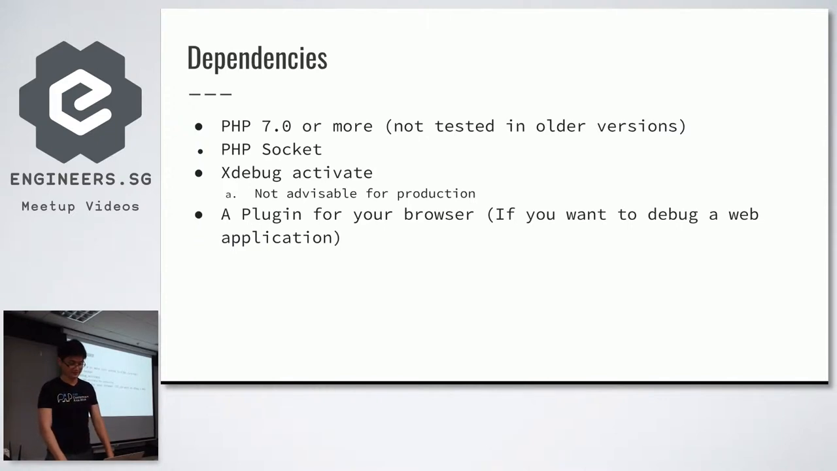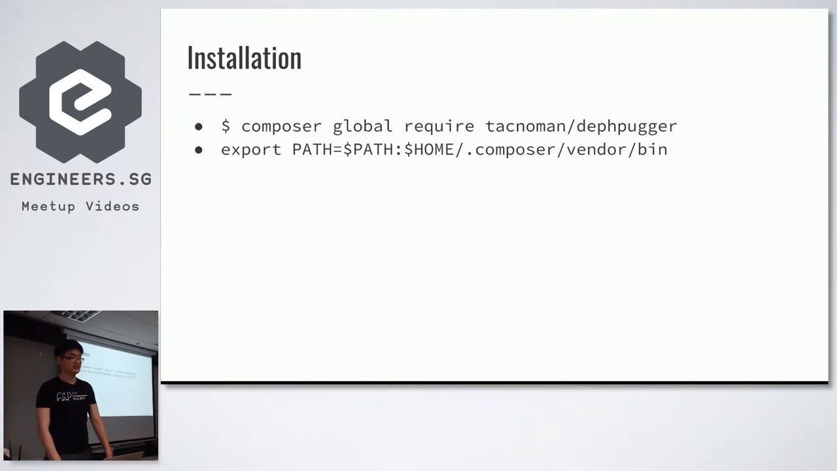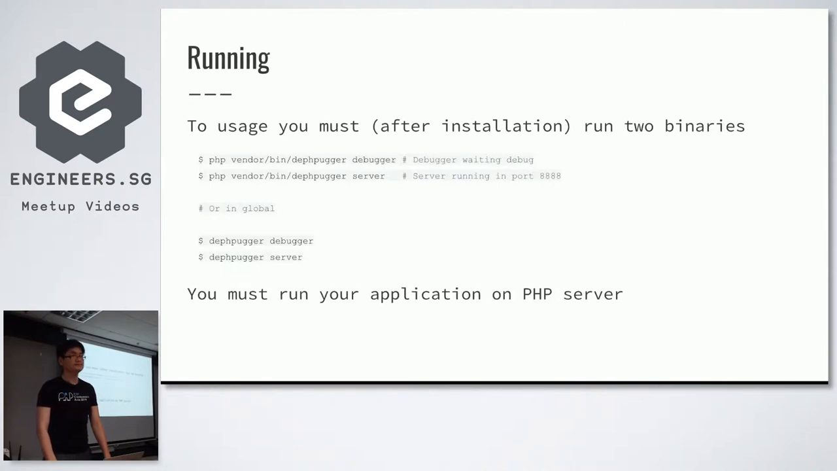Alright. So installation is very easy. You just do a composer require by this guy called Taco Man, Dephpugger. Yeah, you can check out his GitHub repo. He has quite a number of repos with very useful tools. Alright, so if you want to make it global, you export on path, and yeah, you can just type Dephpugger and that's it.